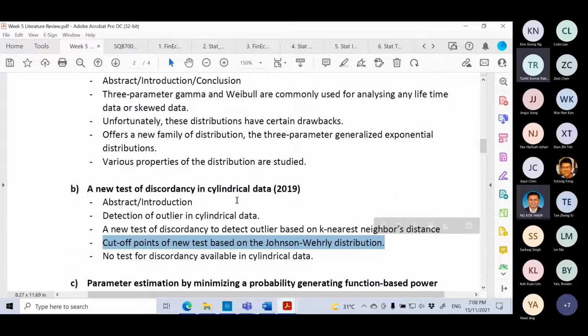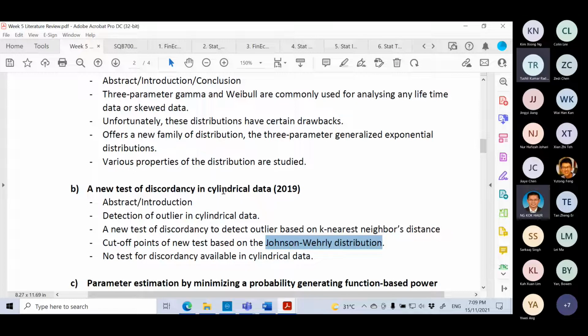I'm not familiar with this particular topic, this particular research area. But if this author has come up with the cutoff point under this particular distribution, you may think about whether you can create another table where this test can work for other distributions. So this is a new research area. But of course, if you want to create a new distribution, you must make sure that your data follows the certain new distribution.